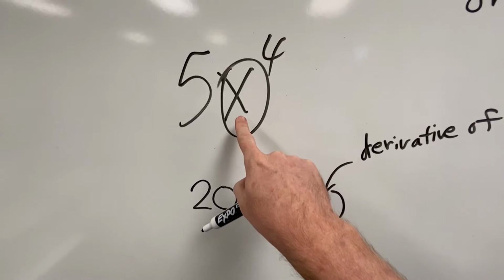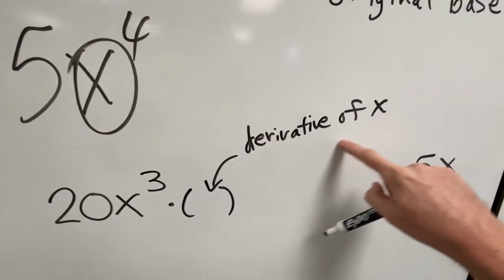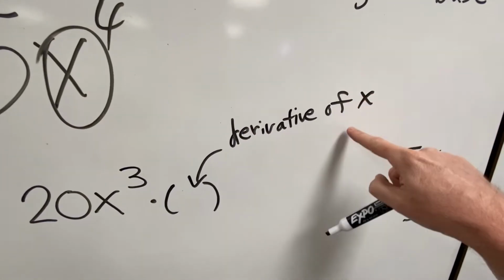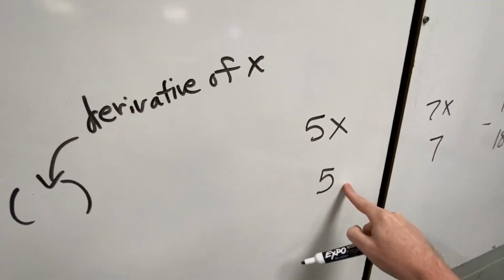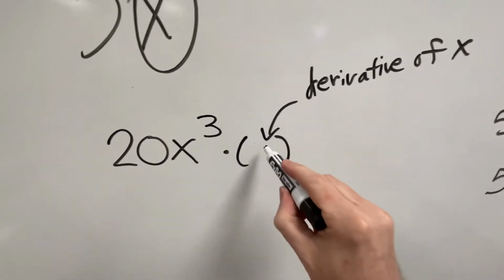The derivative of x, wouldn't that just be 1, right? 5x was 5. Isn't 1x just 1?